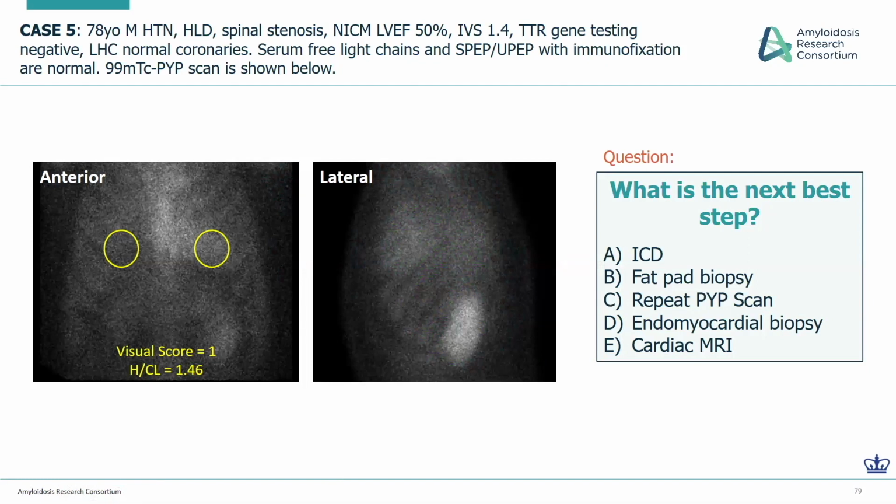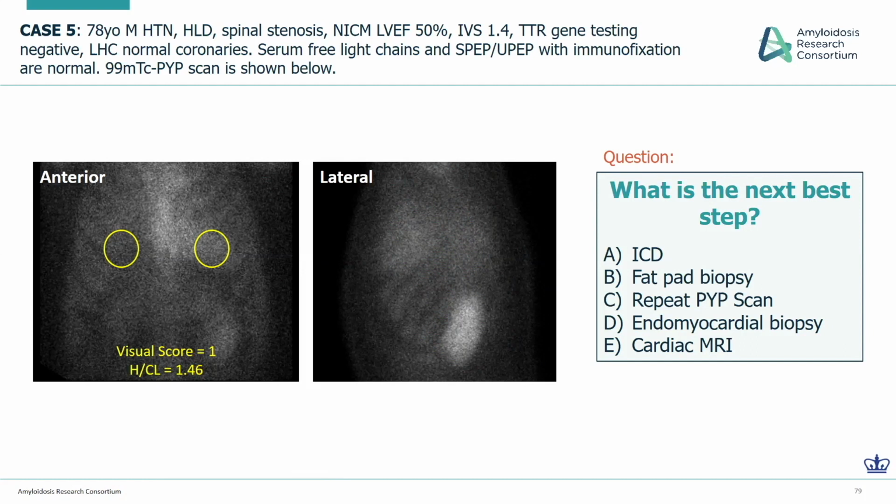And case number 5, interesting patient. He's 78 years old. He has a history of hypertension, hyperlipidemia, spinal stenosis, an EF of 50 with an increase in septal wall thickness. TTR gene testing was negative. Coronaries are normal, serum free light chains, UPEP and SPEP with immunofixation are normal, and the scan is shown below, in which you can see a visual score, I guess you'd say, Sabi, of about 1. Right? And HCL of 1.46. I don't know if you want to comment anything else about the scans. The question, what's the next best step?